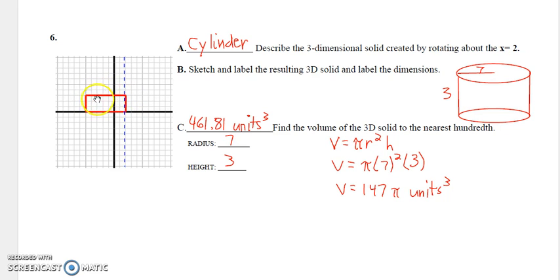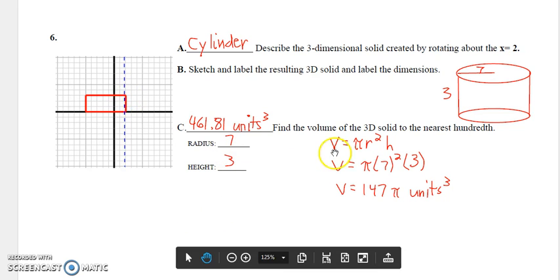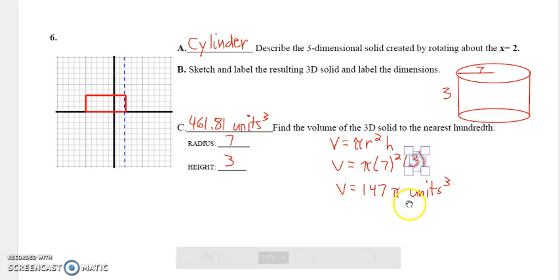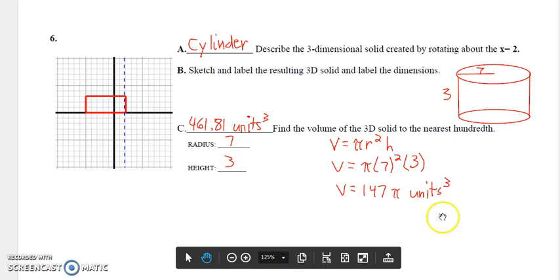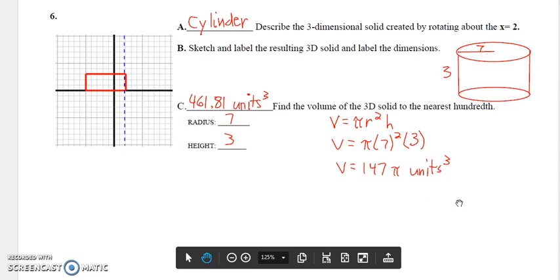This is the one that's perpendicular to the axis, so that's the radius. So you're going to have 2 big circles here, and then you're going to have this short height here. 1, 2, 3. 3 height, 7 radius. Pi r squared h. Substitute these numbers in. Here's the exact answer. It's units cubed because it's volume. And then if you wanted to round it to the 100th, you would just do 147 times pi.